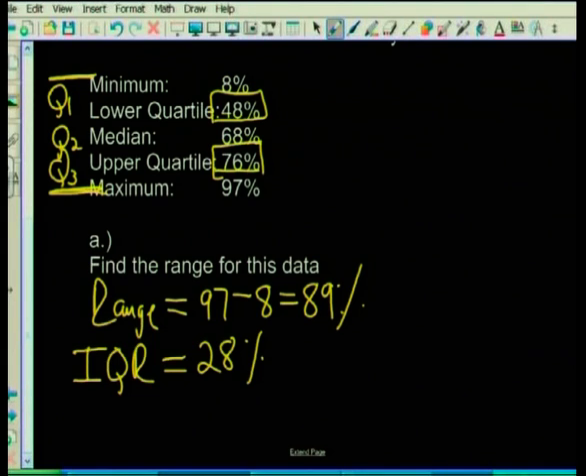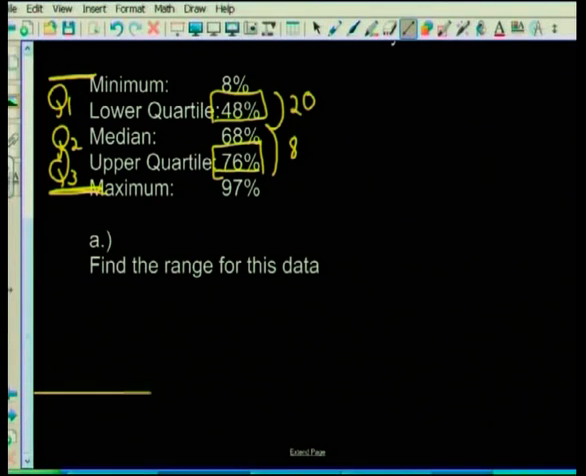Right. And then the next question asks me to comment on how well this group of learners performed in the test. Now, if I have a look at the difference between the upper quartile, 76, and the median, I see that here there's only an 8% difference. But if I have a look at the difference between the median and the lower quartile, this is my semi-interquartile range, there's a difference of 20%. Now, the best way to comment on how the students did is really to draw a box and whisker diagram.